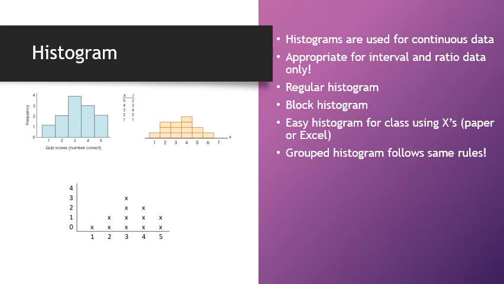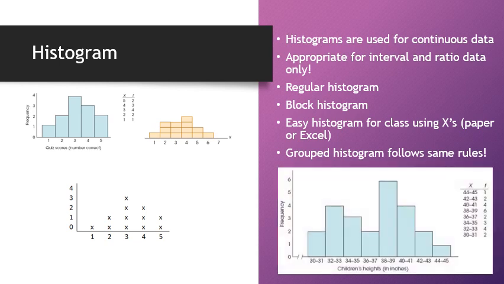A grouped histogram follows the same rules. So here's an example of a grouped histogram. Notice instead of having just one number at the bottom of each bar, you have a group of numbers at the bottom of each bar.